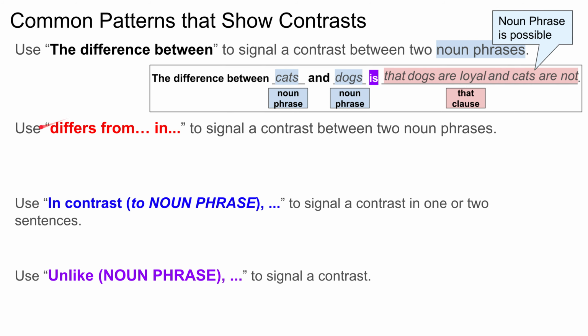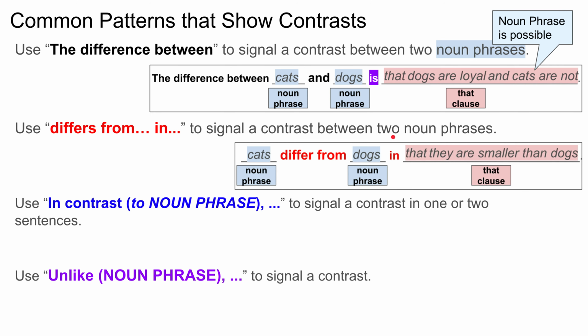We can use differs from to signal a contrast between two noun phrases. Okay, cats, noun phrase 1, differ from dogs, noun phrase 2, in that they are smaller than dogs. And again, here after in, we're using a that clause, but keep in mind that we can also use a noun phrase. So noun phrase is also possible.